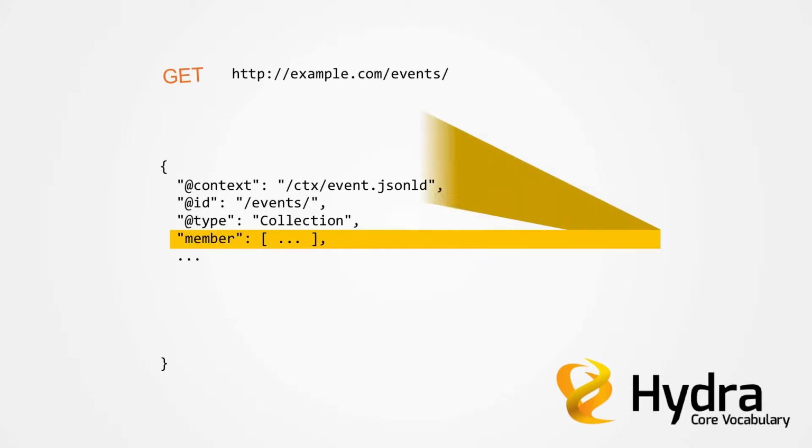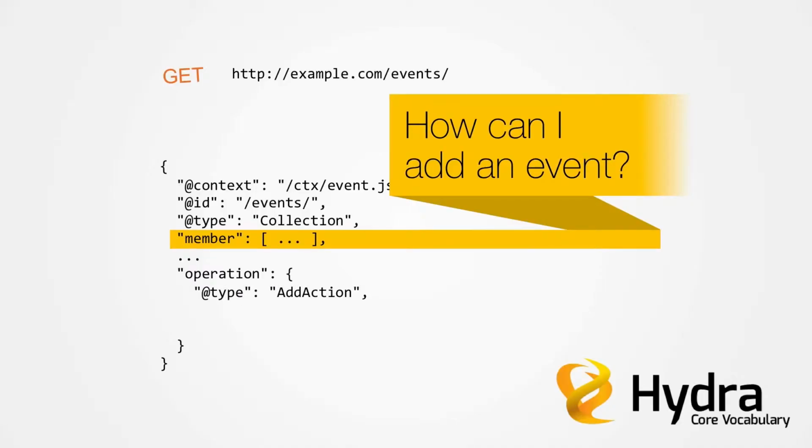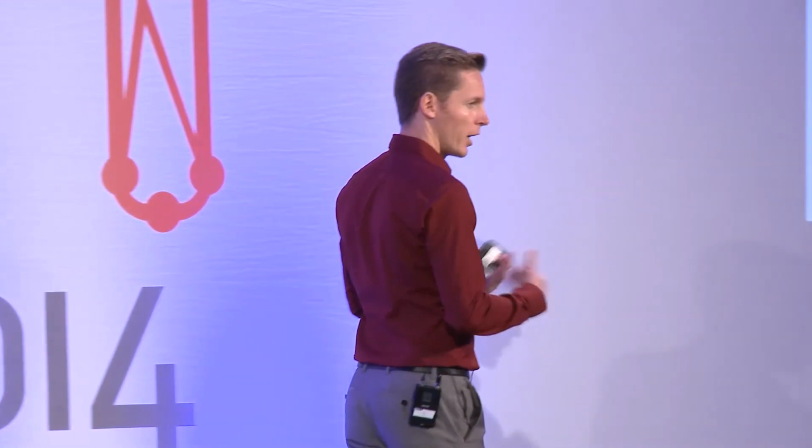And now Hydra is able to answer the question of how you can add an event to that collection. And it's actually quite straightforward. So you just extend the description of that entity, of that resource a bit. You say, it also happens to support an operation. The type of that operation is add action, so that tells the machine what happens if you invoke that operation. It tells the machine how to do that. It's an HTTP POST, and what data the server expects. And that way, you can really generalize solutions. As long as they understand Hydra, they will know how to interact with your web API.